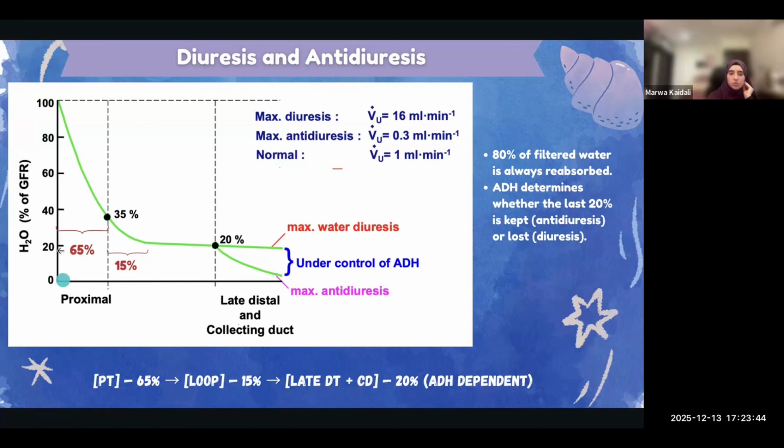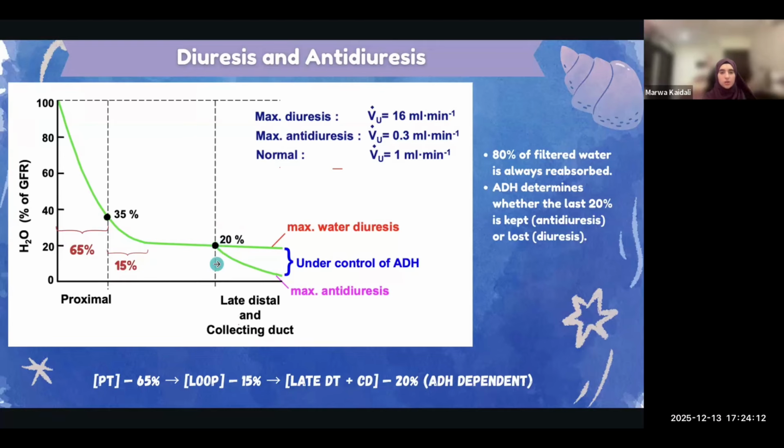Because 65% was reabsorbed in the proximal tubule, so that leaves us with 35%. Okay, let me just repeat. So again, 65% gets reabsorbed in the proximal tubule. This leaves us with 35% of water, and then of that 35%, we have 15% that is reabsorbed in the descending limb. So this is a total of 80% that was reabsorbed. So we're left with 20% of water in the tubules.